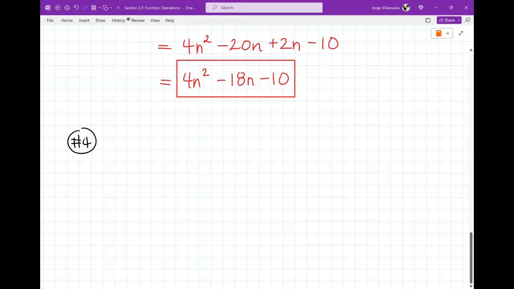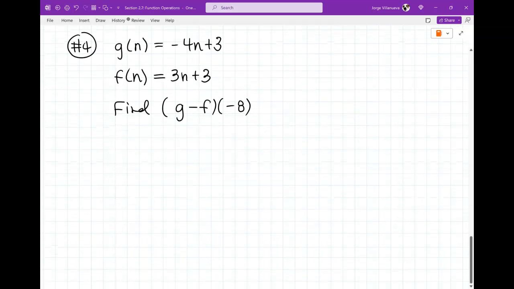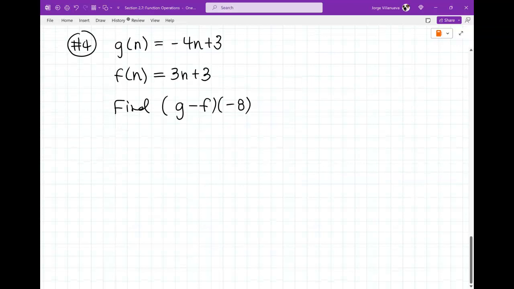Let's do a subtraction. So they really like g of n and f of n. So g of n is negative 4n plus 3. f of n is 3n plus 3. And we're going to find g minus f of negative 8. Okay, we're going to find g minus f of negative 8.